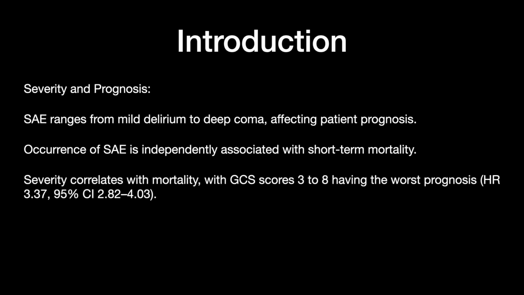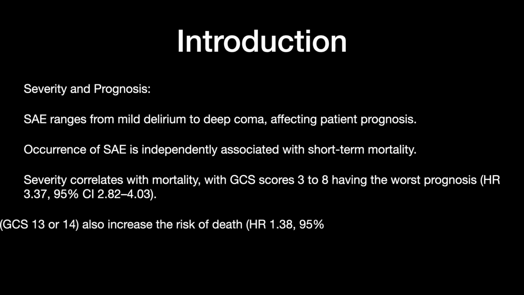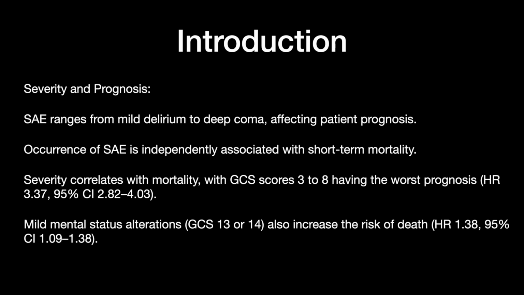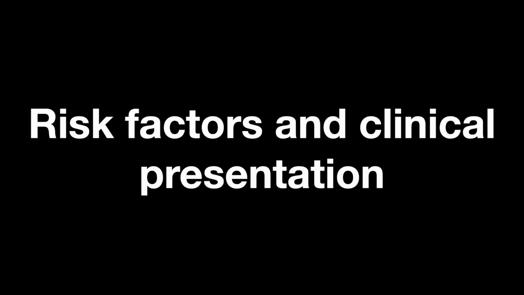Severity correlates with mortality, with a GCS score of 3 to 8 having the worst prognosis with a hazard ratio of 3.37. Mild mental alteration, that is GCS of 13-14, also increases the risk of death, but the hazard ratio is still 1.38. So what are the risk factors?